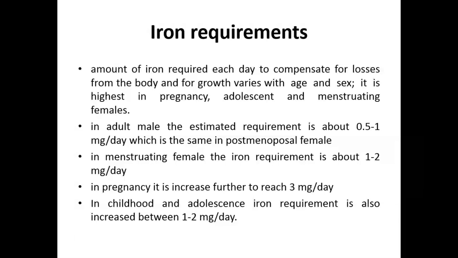We notice that pregnancy, menstruating females, childhood, and adolescence we call vulnerable groups, because their requirement for iron is more than normal, meaning they need a higher amount of iron than others. So any decrease in the supply of iron in these groups will result in easy development of iron deficiency anemia.